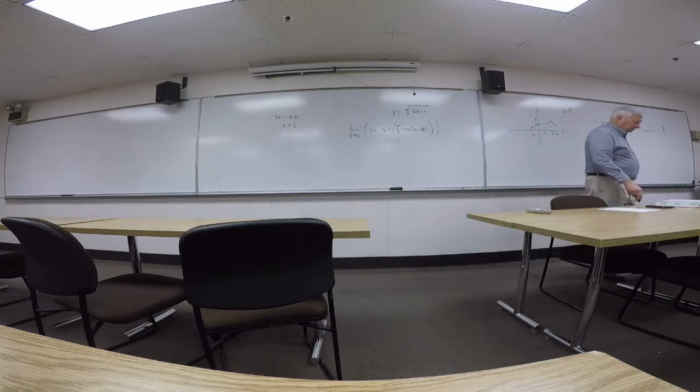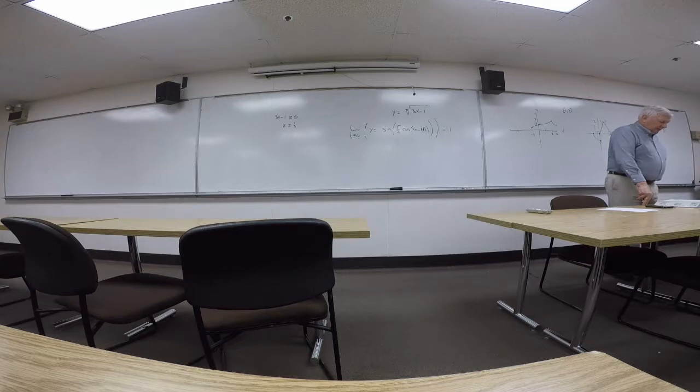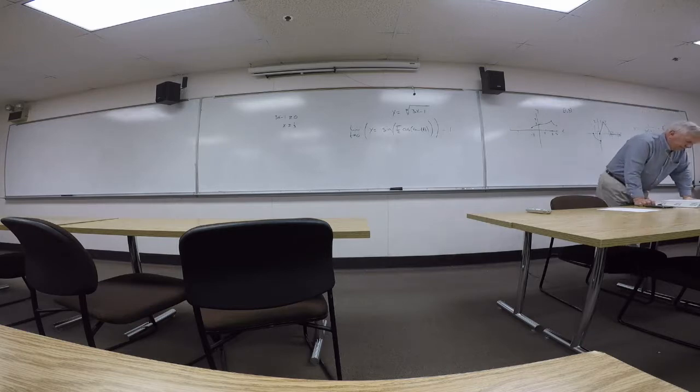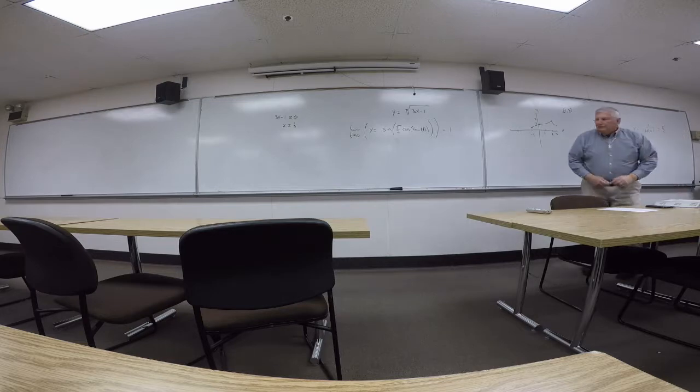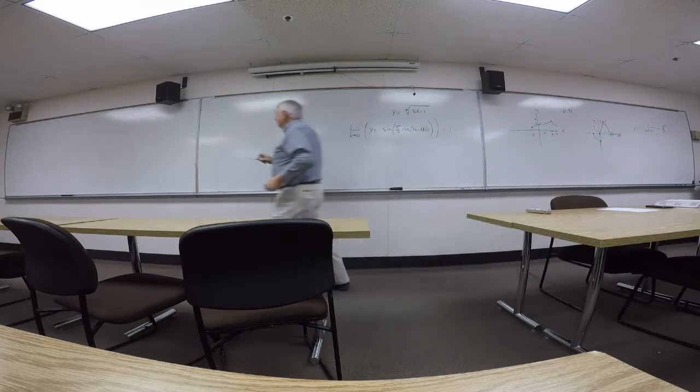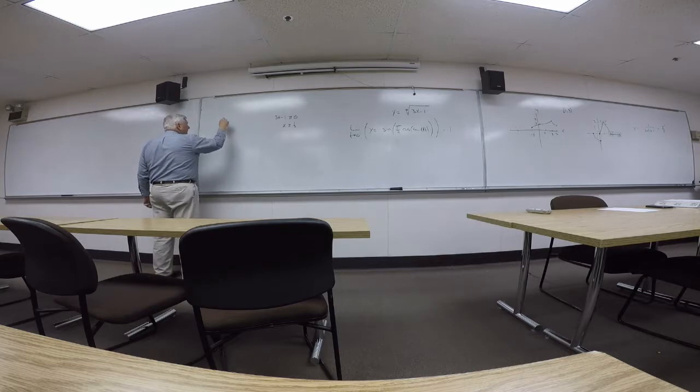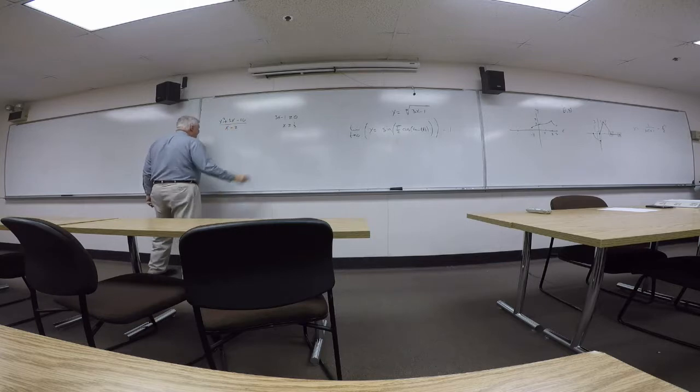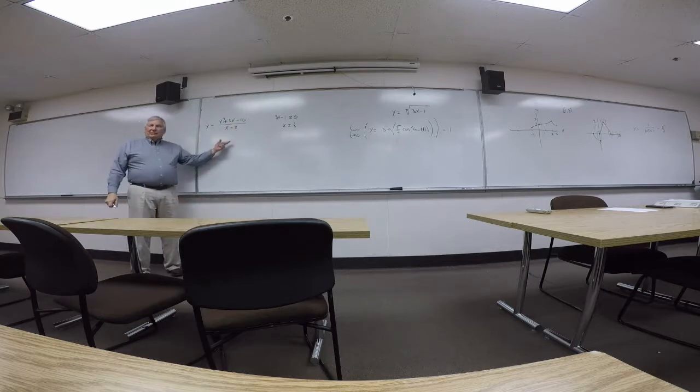Number 42. Define h at 2 in a way that extends h of t equals t squared plus 3t minus 10 divided by t minus 2 to be continuous at t equals 2. x squared plus 3x minus 10 over x minus 2. At x equals 2, we have division by 0.